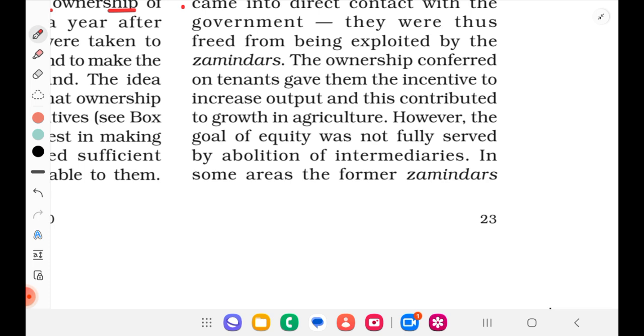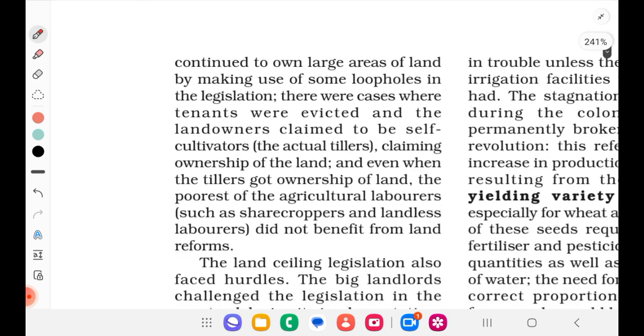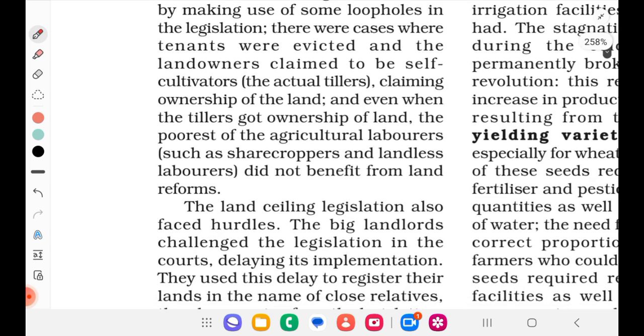In some areas, the former zamindars continued to own large areas of land by making use of some loopholes in the legislation. There were cases where tenants were evicted and the landowners claimed to be self-cultivators, the actual tillers claiming ownership of the land. And even when the tillers got ownership of the land, the poorest of the agricultural laborers, such as the sharecroppers and landless laborers, did not benefit from land reforms.